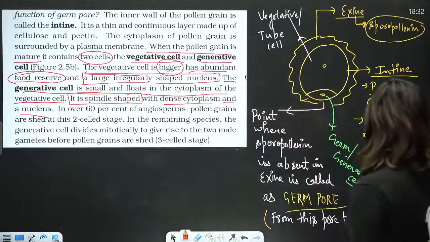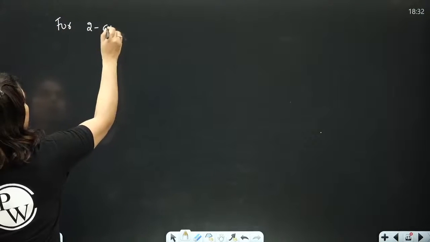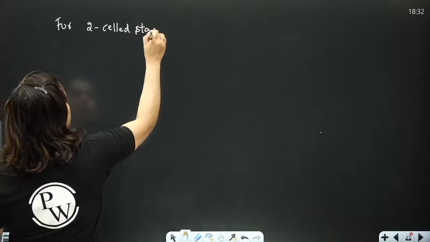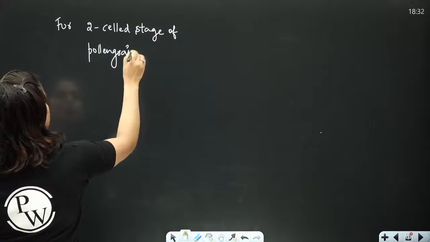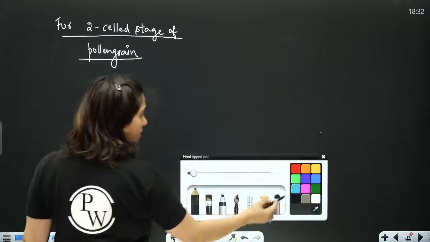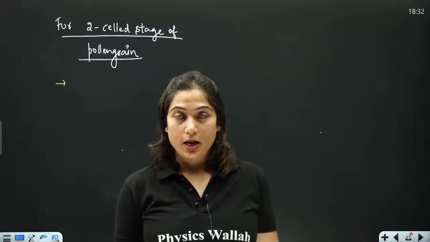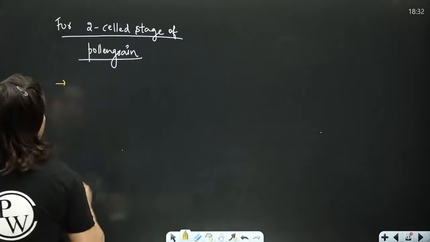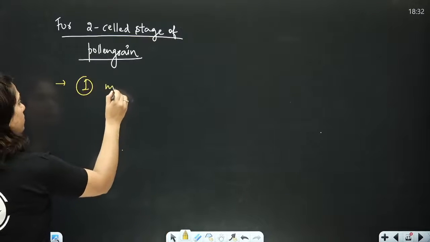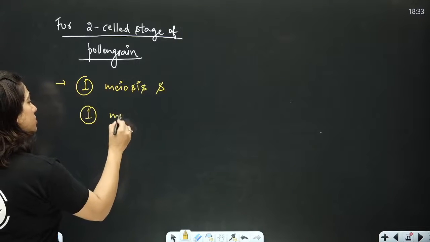Clear? Okay. So what we can say here is, if I talk about the two-celled stage of pollen grain, how many meiosis and how many mitosis will be required? If you have to form a two-celled pollen grain, how many meiosis and how many mitosis will you have to do? Answer. For the two-celled stage of pollen grain, one meiosis and one mitosis is required.